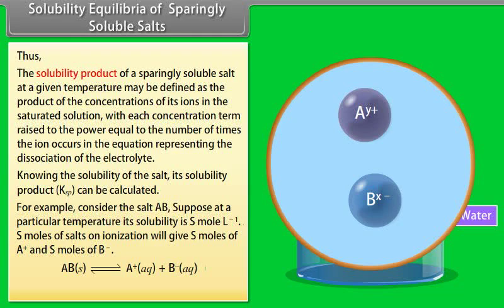Knowing the solubility of the salt, its solubility product can be calculated. For example, consider the salt AB. Suppose at a particular temperature, its solubility is S mol L^-1. S moles of salt on ionization will give S moles of A+ and S moles of B-. Ksp = [A+][B-] = S x S = S^2.